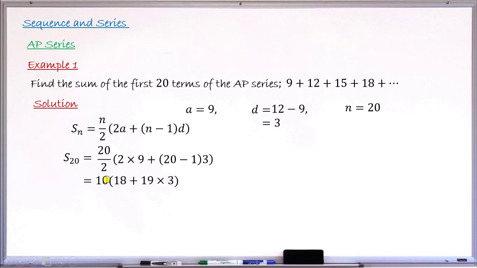So I'm going to have 10. 20 over 2 gives you 10. 2 times 9 gives you this 18. And 20 minus 1 gives you this 19. So I continue. So 19 times this 3, the number 3 outside this bracket.